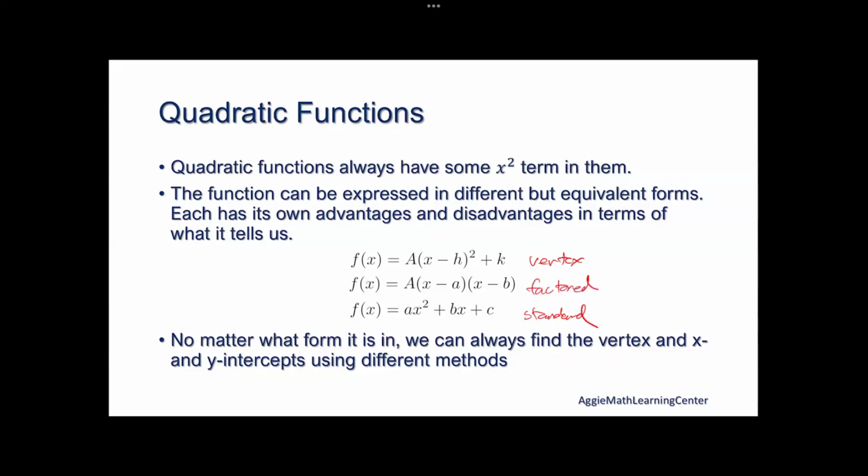And the middle one right there is factored. With each of those, there are two x values that when you combine them together, they are squared or they give us the vertex, and each one is unique and gives us some information that is useful to us. And we can always find the vertex and x and y intercepts using different methods with these forms.